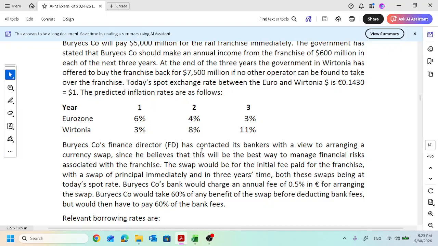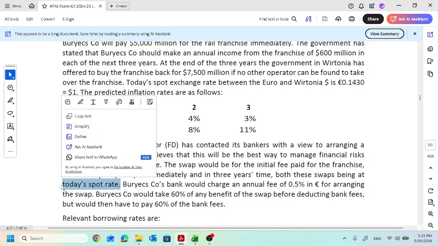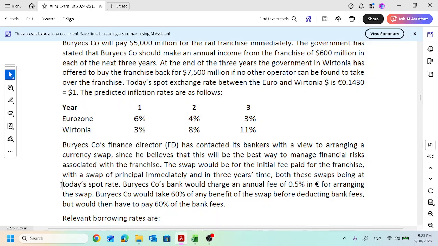B company's finance director has contacted its bankers with a view to arranging a currency swap, since he believes that this will be the best way to manage financial risks associated with the franchise. The swap would be for the initial fee paid for the franchise with a swap of principal immediately and in 3 years time. So immediately you are swapping the amount and end of 3 years again you are re-swapping. Both these swaps being at today's spot rate. So initial swap as well as the re-swap at the end happens at today's spot rate.